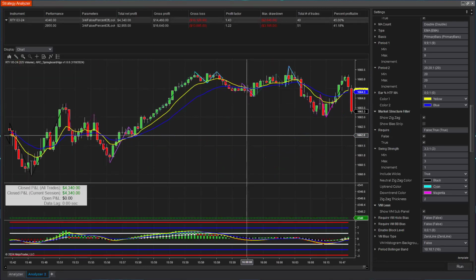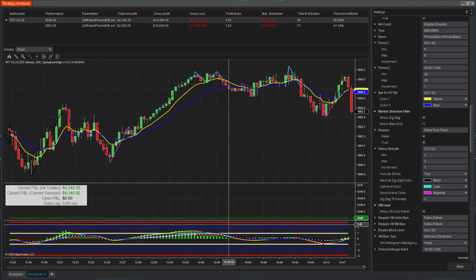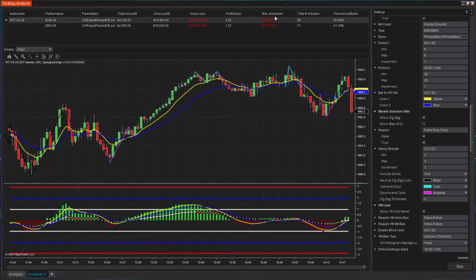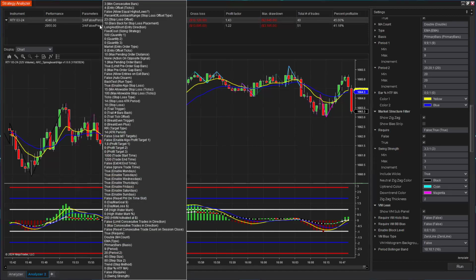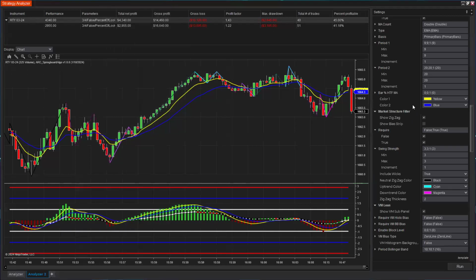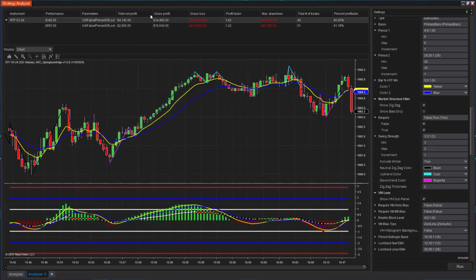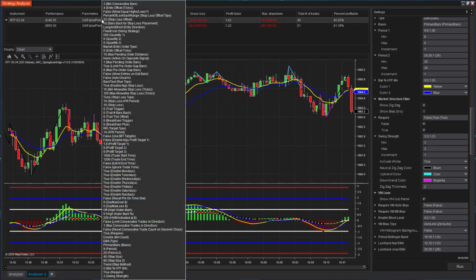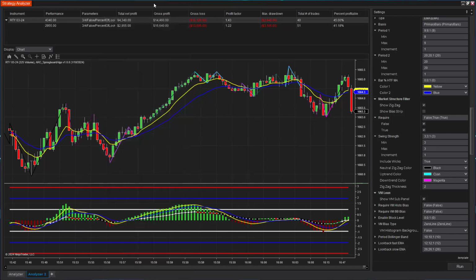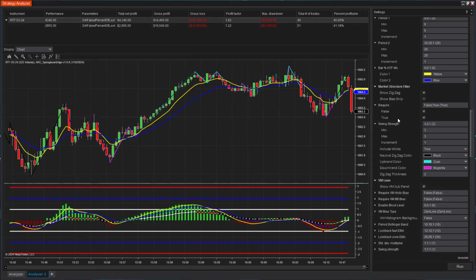A little less profit, a little less profit factor, and we don't have a lot of trades. So structure is not really helping us there. Is this off or on? Oh, requiring it true. Yeah, so we did get a better profit ratio. So I guess it is beneficial. Okay, so let's keep that.